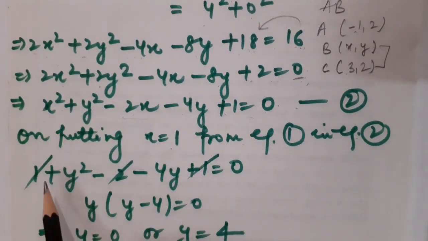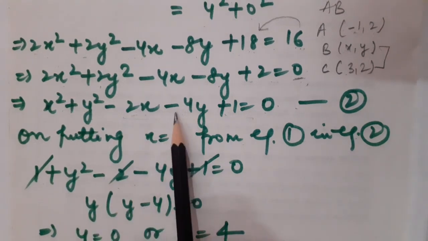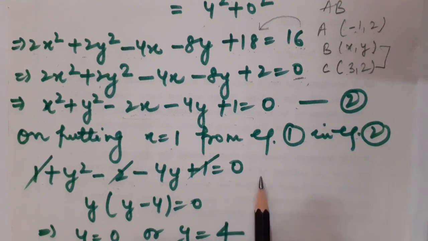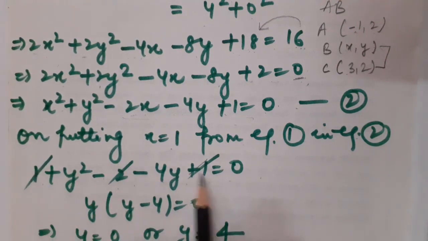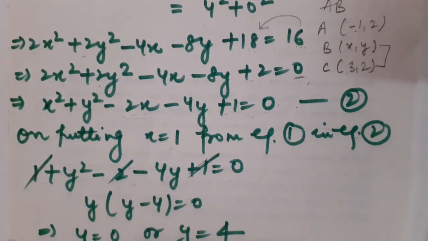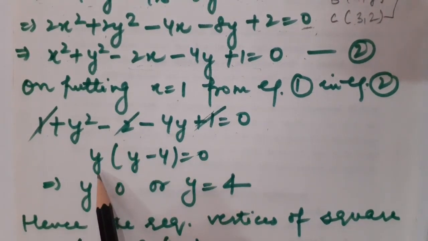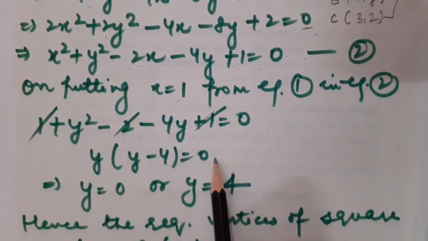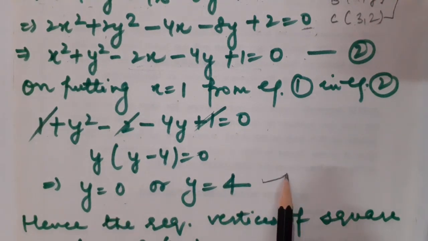It would become 1 square, that is 1, plus y square minus 2 into 1, that is minus 2, minus 4y plus 1 is equal to 0. Plus 1 and plus 1, they are 2, will be cancelled with minus 2. So this is y square minus 4y is equal to 0 left. So I am going to take y as common. It would be y into y minus 4 is equal to 0. So y is equal to either 0 or y is equal to 4.